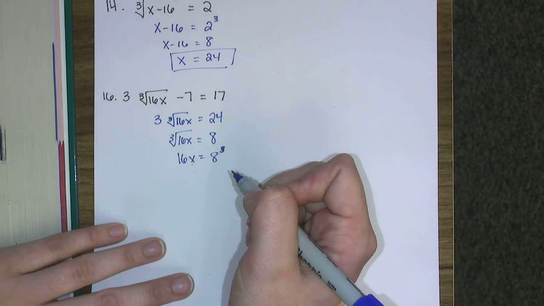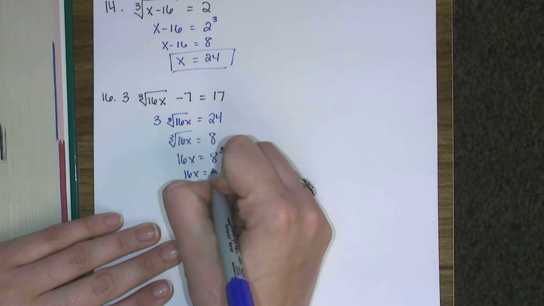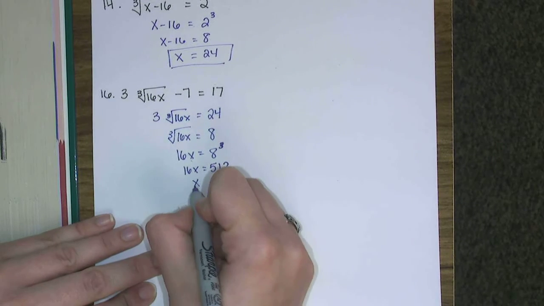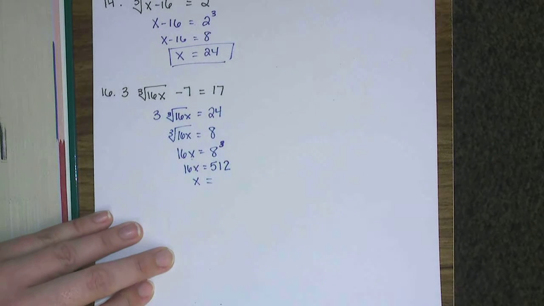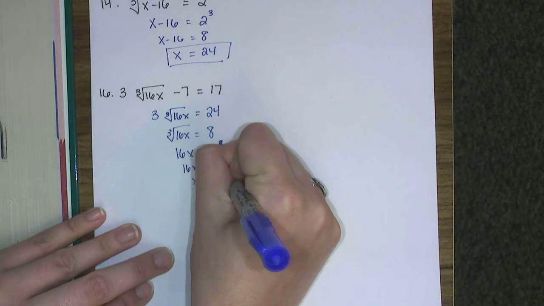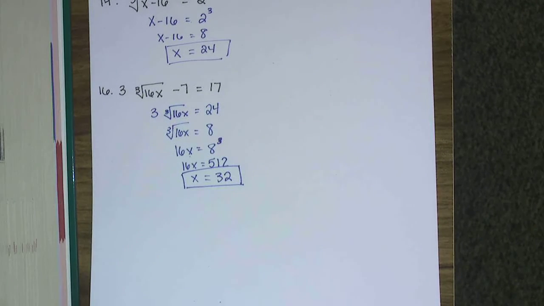So 16x is equal to 512. Now divide by 16. 512 divided by 16, again on the calculator, is 32. So x is equal to 32. Okay. And obviously I really have no control over it anyways because you're doing this at home, but I will allow you to use a calculator to do stuff like this.